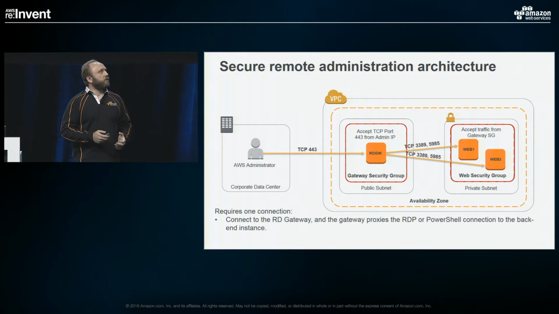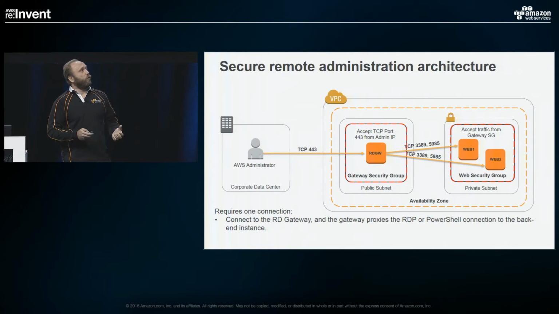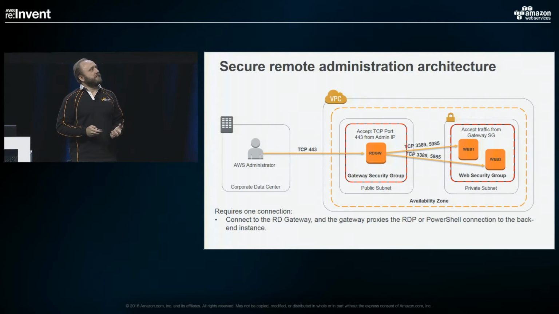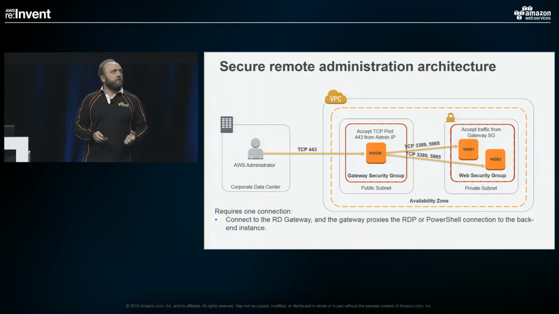You can have RDP over HTTPS access to administer your entire architecture if you're coming from the outside, and where the remote desktop gateway servers effectively sit there as your bastion servers. If you're administering it remotely. If you're coming from the inside, you obviously would be coming directly via VPN or Direct Connect.